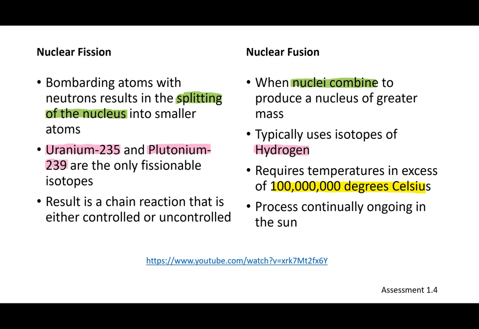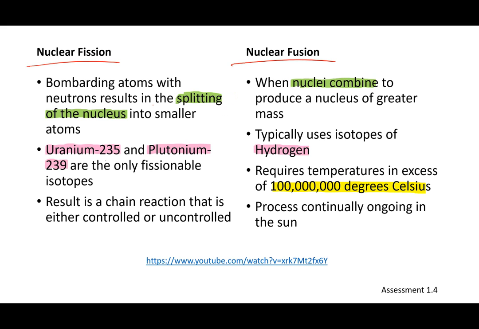Lastly, we need to compare and contrast nuclear fission and nuclear fusion. Okay, so these are the two nuclear reactions that we're talking about in this class. First of all, we have nuclear fission. So that would be the bombarding of atoms with neutrons, resulting in the splitting of the nucleus into smaller atoms. Contrasting that with nuclear fusion, when nuclei combine to produce a nucleus of greater mass. So this one involves splitting, and this one involves combining. So those are the obvious differences there.